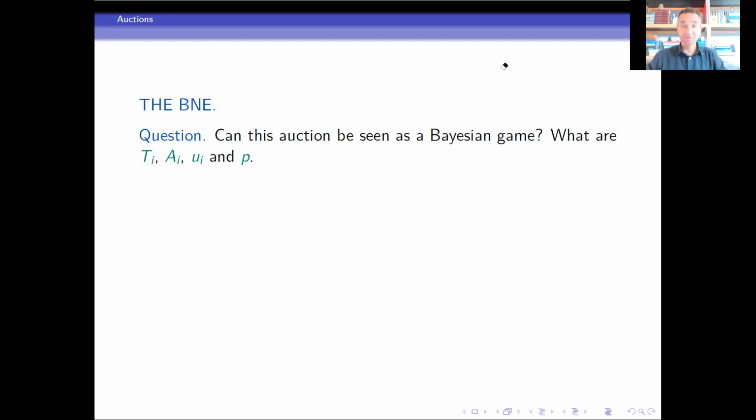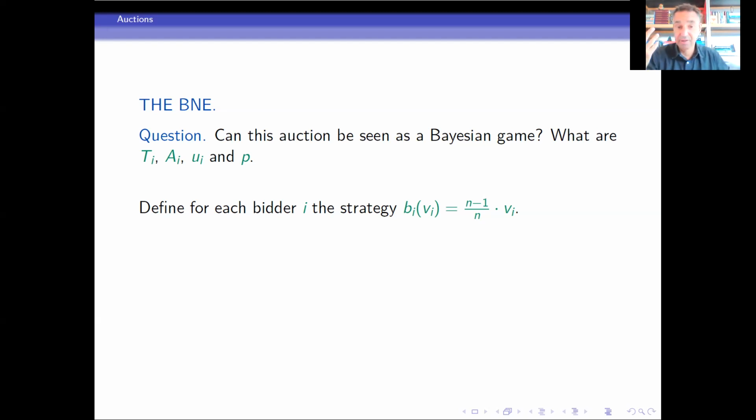I hope this is clear so far. So we can see this as a Bayesian game in this way, and that means that we can also talk about Bayesian Nash equilibrium. And my claim is that this bid strategy over here, so a strategy now is for every possible realized type. So in this case, for every possible realized valuation, VI, you have to specify your bid.